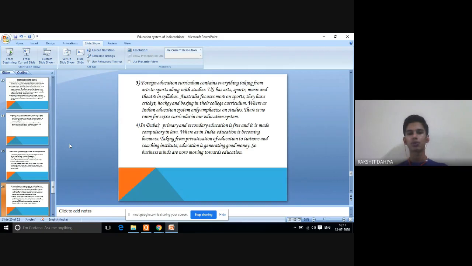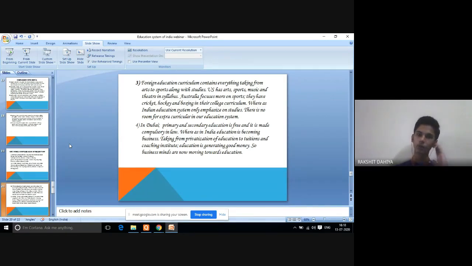So they are exposed to different types of sports and different things that they can perform in place of education. Whereas the Indian education system only emphasizes studies. There's no room for extracurricular activities in our education. We are forced to educate ourselves, not exposed to creativity and skills.